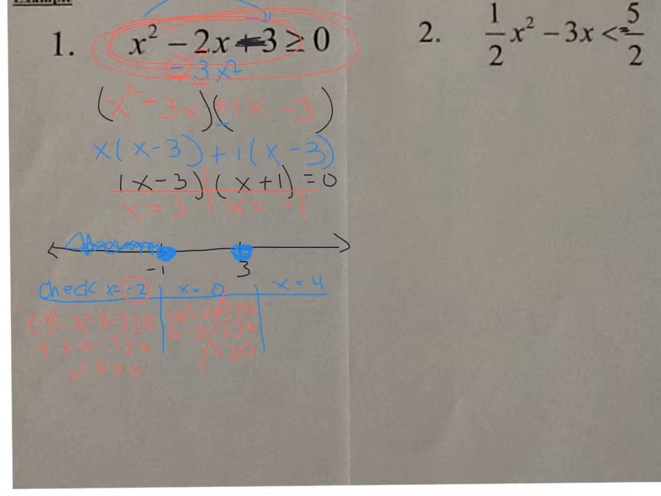Now we're going to try 4. So 4 squared minus 2 times 4 minus 3, is that greater than or equal to 0? Again, you can plug it into your calculator. 16 minus 8 minus 3. 16 minus 8 is 8. Minus 3 is 5. Is that greater than or equal to 0? Yes, that is true. So that means we shade to the right. That means everything to the right of 3 will be true.